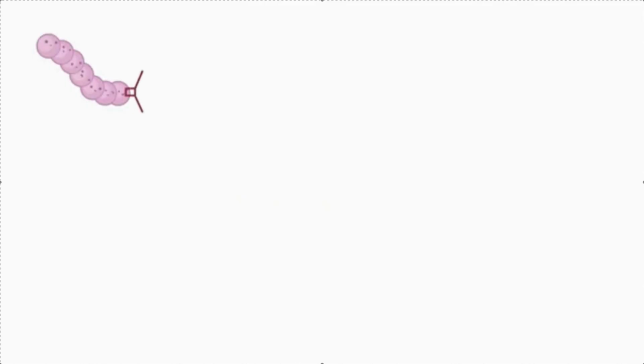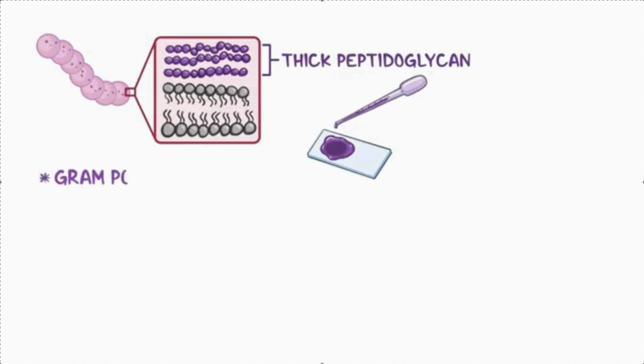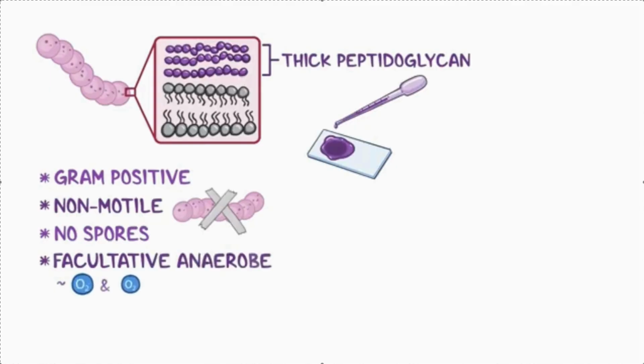Okay, now strep pyogenes has a thick peptidoglycan cell wall, which takes in purple dye when gram-stained, so this is a gram-positive bacteria. It's non-motile and doesn't form spores, and it's also a facultative anaerobe, meaning it can survive in both aerobic and anaerobic environments. Finally, strep pyogenes is catalase negative, meaning it doesn't make an enzyme called catalase.